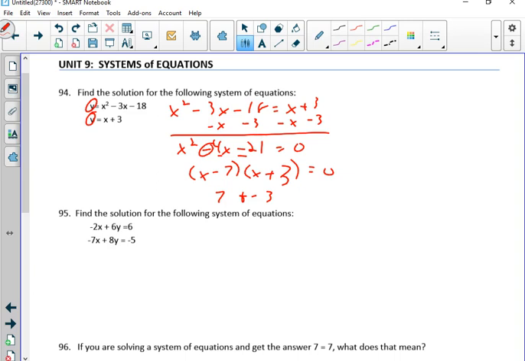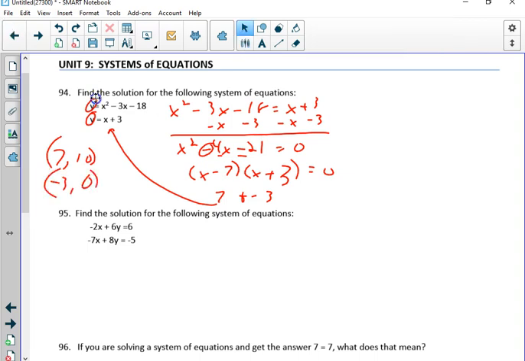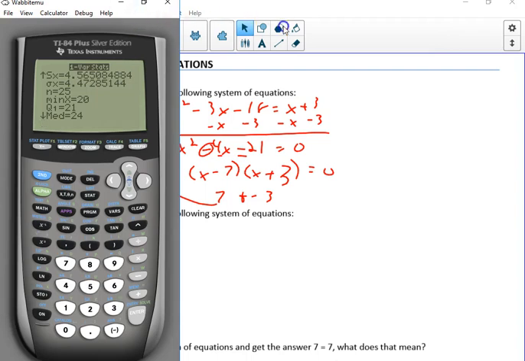But remember, I'm looking for a solution to a system, so I have to plug those numbers in and find where they meet. So 7 plus 3 is 10. And negative 3 plus 3 is 0. I did lie. Well, I told the truth, then I lied. There's another way to do this.